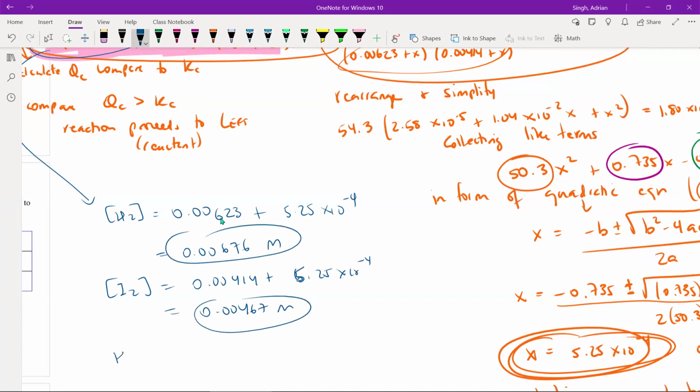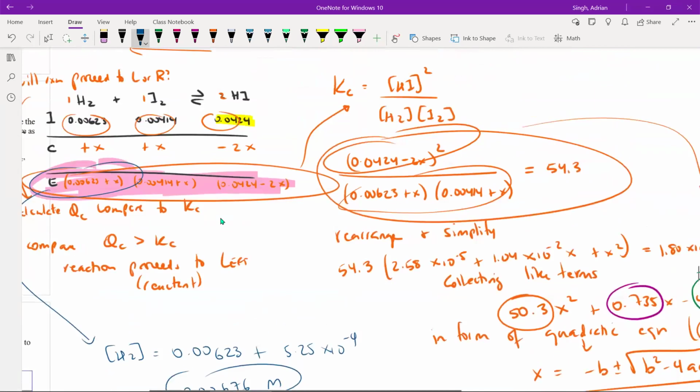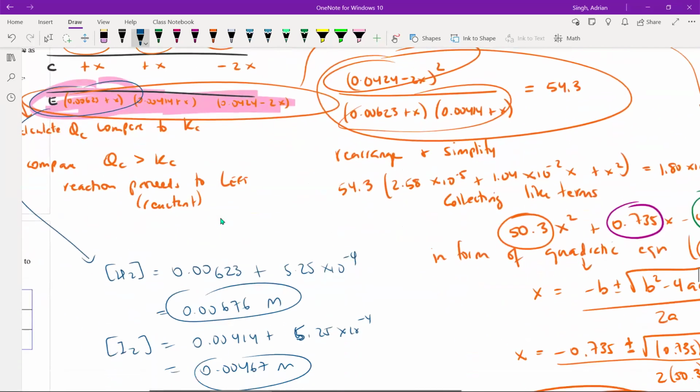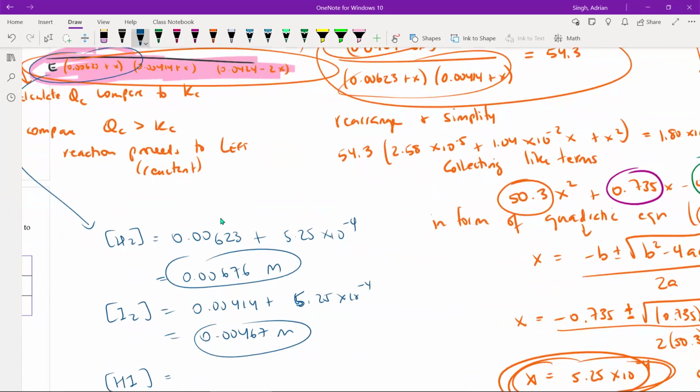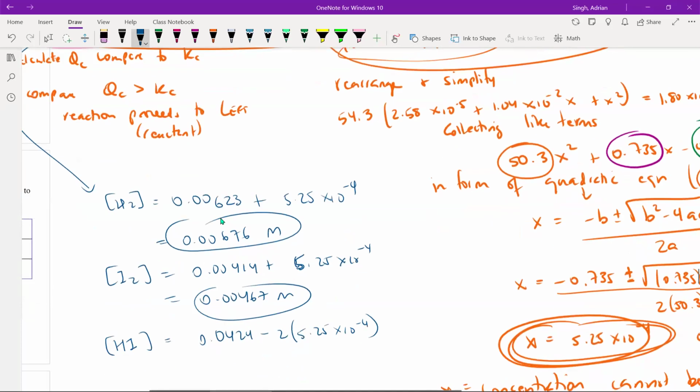And then for HI, concentration there is, what do we have? 0.0424 minus 2x. So 0.0424 minus 2 times 5.25 times 10 to the minus 4. And again, that concentration should be lower than what we started off. So that ends up being 0.0414 molar.